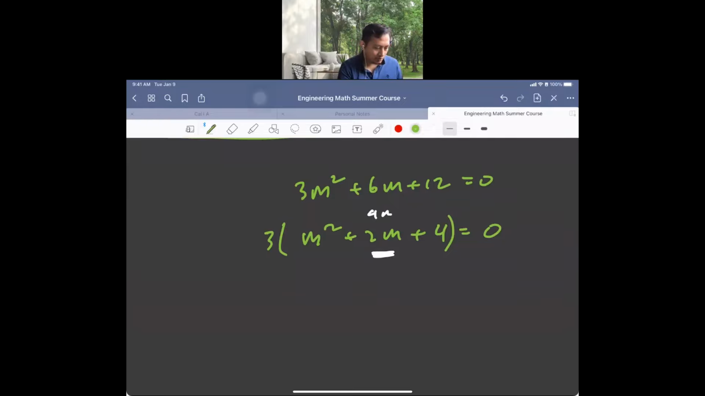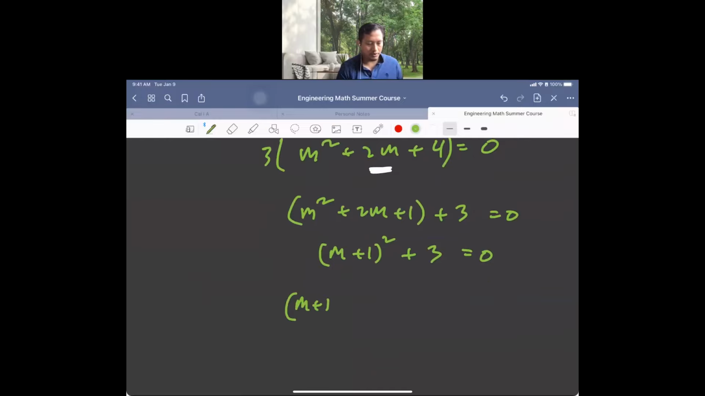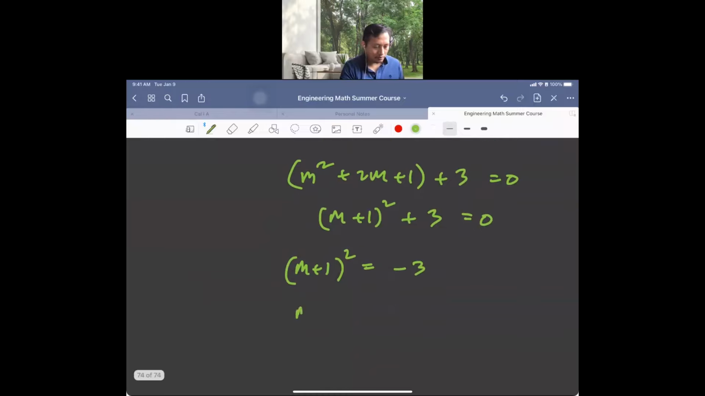Okay. Yeah. Correct. So this is supposed to be m squared plus 2m, should be plus 1. So this should be plus 3. Okay. So equal 0. This is m plus 1 squared plus 3. Now this is correct. Now we have m plus 1 squared is -3. And m plus 1 then will be plus minus square root of 3i.